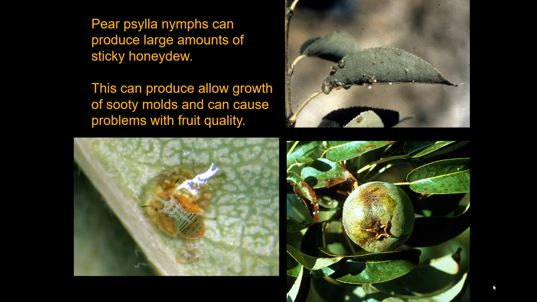And they do produce a lot of honeydew, and it's quite viscous. It's stickier, gooier than the kind you might get from an aphid. And if you have high numbers of psyllids, then the honeydew may drip on the fruit. So then you get honeydew on the pear fruit, and then you may have sooty mold growing on the pear fruit, growing on the honeydew.